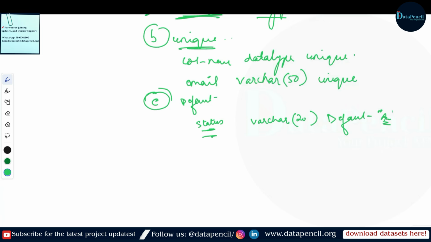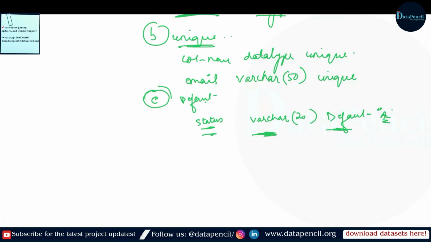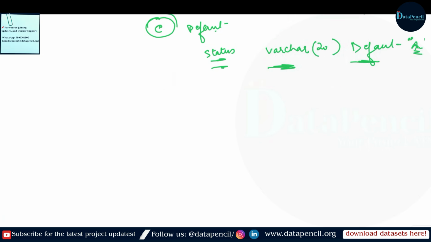So column name, data type, and then the constraint name. It is a default constraint, so we will have to give the default word also, since we want it to enter automatically. So these are the three constraints that we have discussed. Now let's see the table level constraints. What are the constraints that we use at a table level?